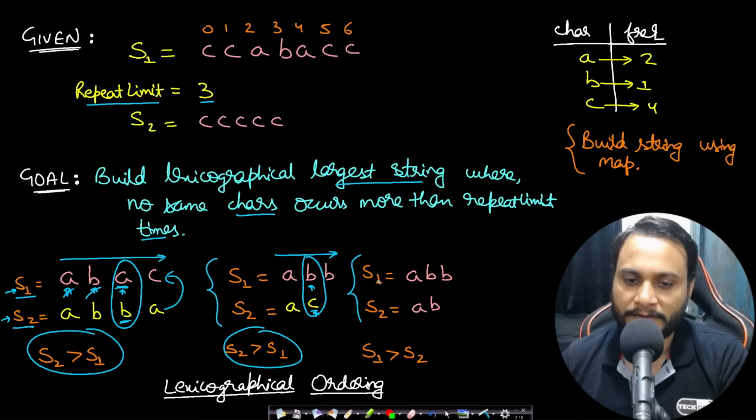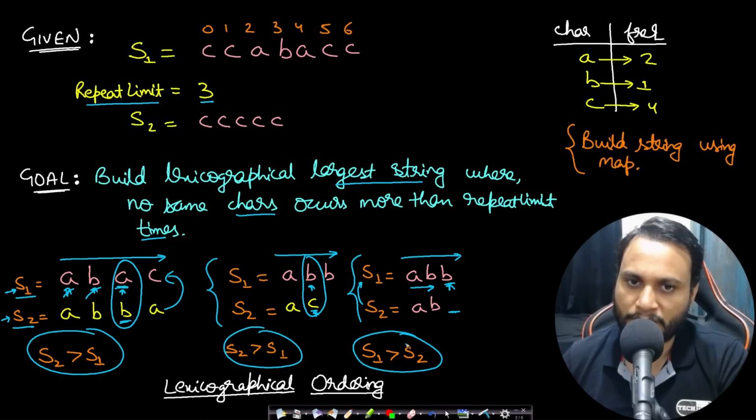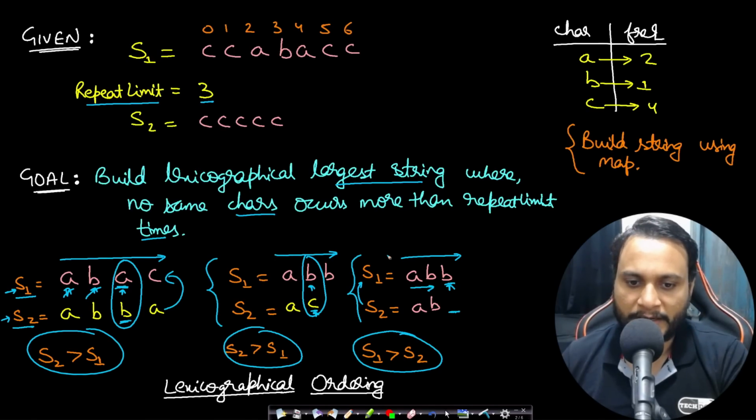But if you look at the third example, then in this case if you start matching left to right, everything matches, and when you reach the third character, s2 does not have the third character. So if everything matches, that means one string is a prefix of the other, then the longer string will always be larger. So in this case s1 is larger than s2, right? I hope this provided you clarity on what lexicographical ordering is.